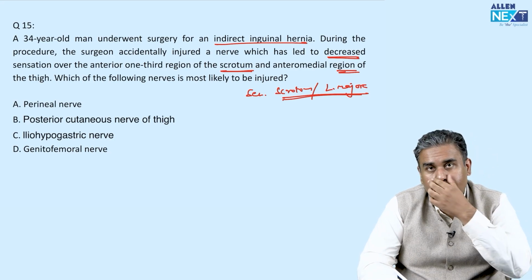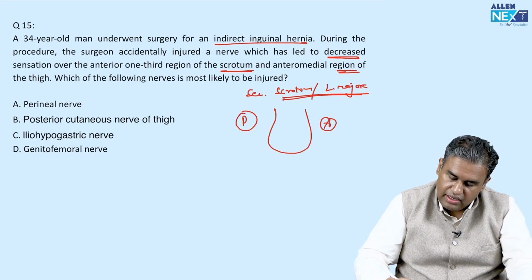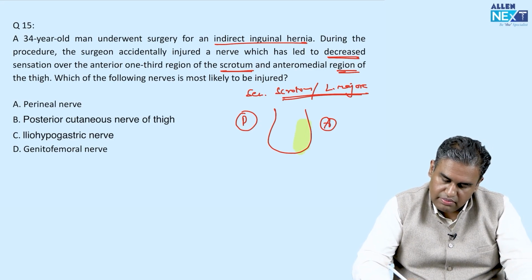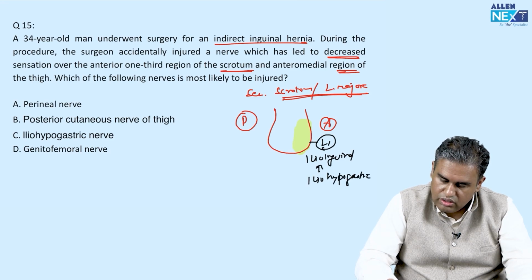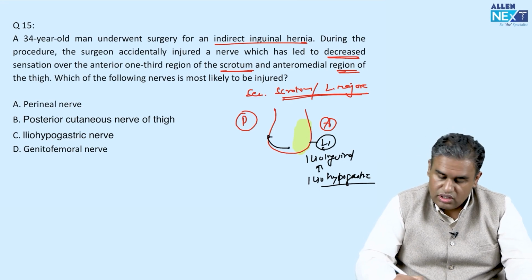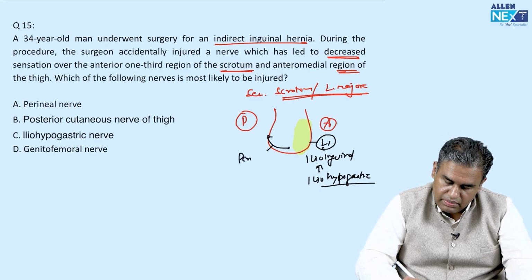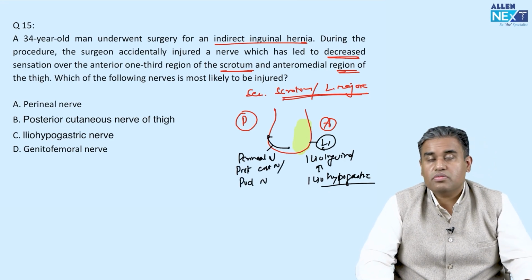Which nerve? In the scrotum, we have to understand, if this is the scrotum, there is anterior and posterior. The anterior 1/3 is supplied basically by the root value L1, which is the ilioinguinal nerve, and that is coming from the iliohypogastric nerve. Both have root value L1 only. The posterior 2/3 of the scrotum or the labia majora is basically supplied by the perineal branches of the posterior cutaneous nerve of thigh, and also the perineal branches from the pudendal nerve.